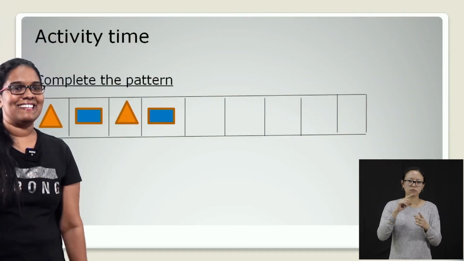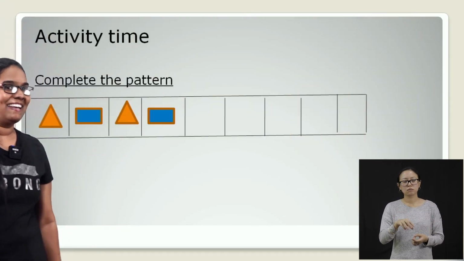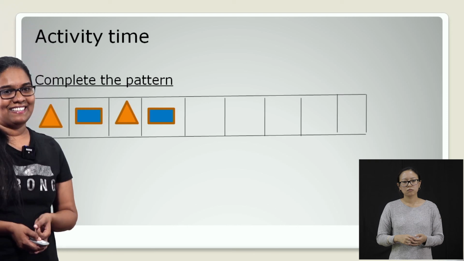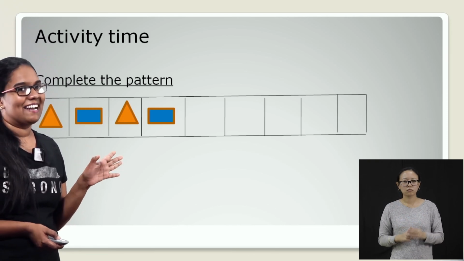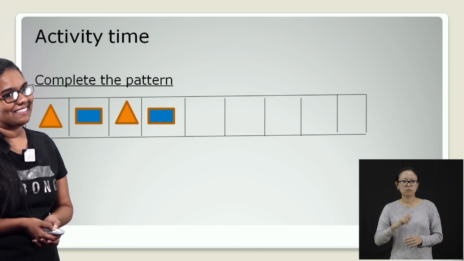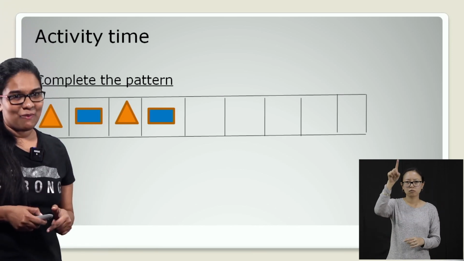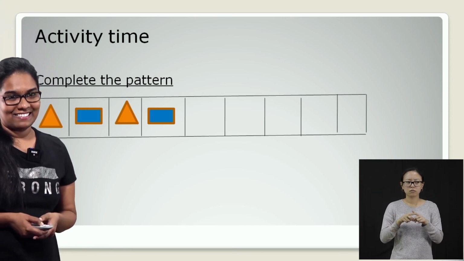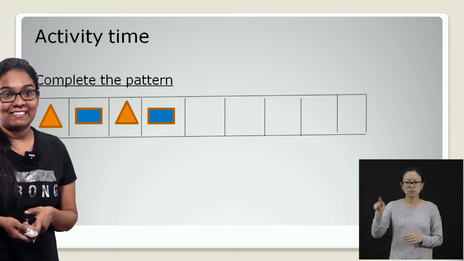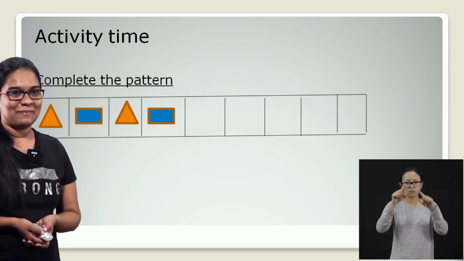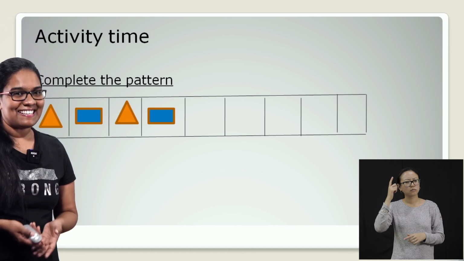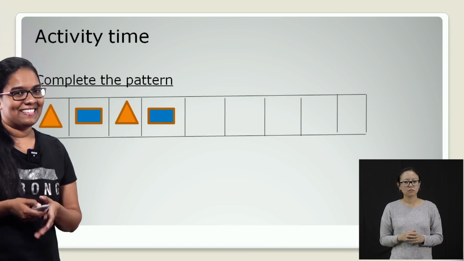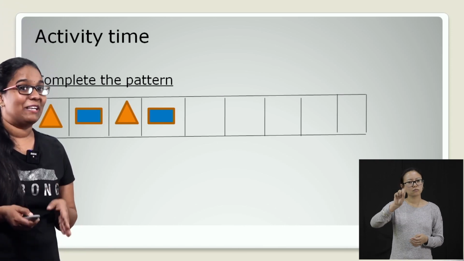Okay, then this is our activity time. You have to complete the pattern. The first one is a triangle. Can you see a triangle here? Yes. Then the next one is a rectangle. The third one is again a triangle. The fourth is a rectangle. Then what is next? Try to complete the pattern yourself. Okay. This is the activity for you.